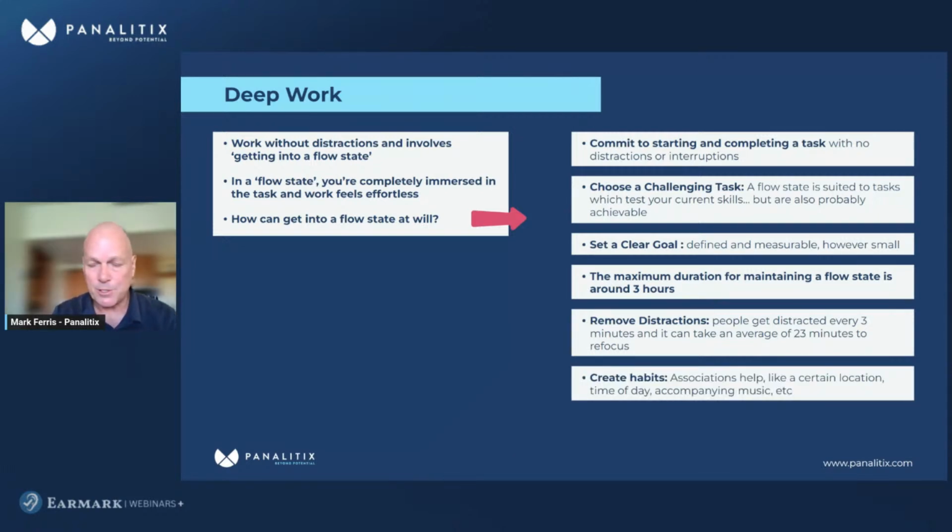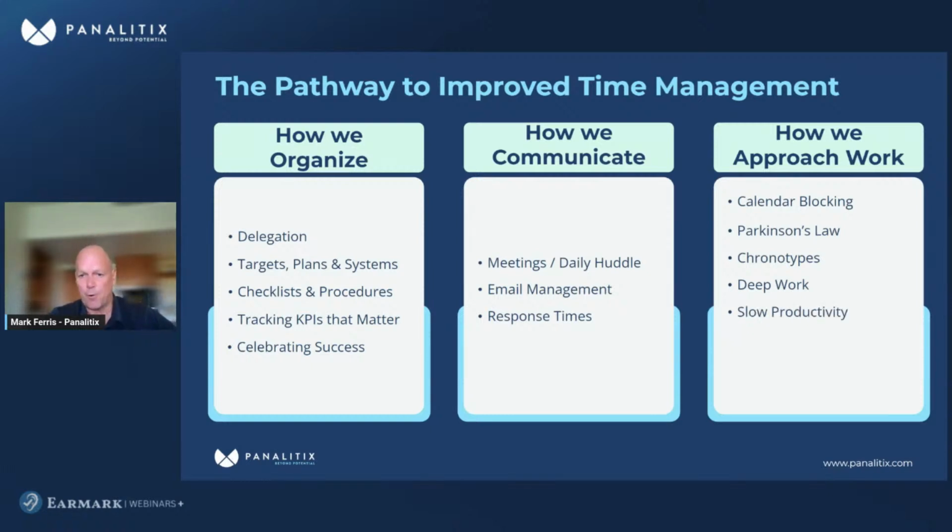Now, one thing we can do to get better at this is to create habits around it. For example, perhaps you always work in the same location when you want to be in this flow state. Perhaps you have music accompanying this period, and maybe you choose the same time of day. That makes sense, right? If we are thinking of those chronotypes that we talked about before.